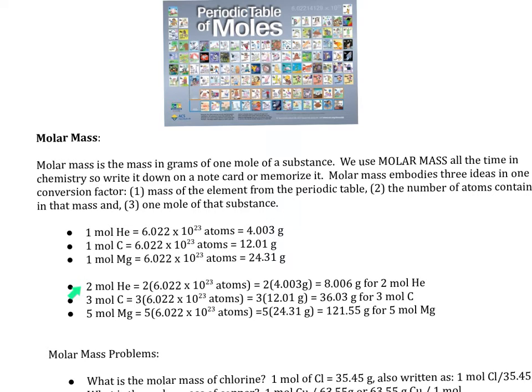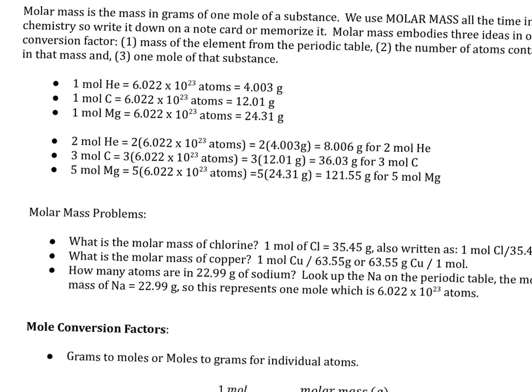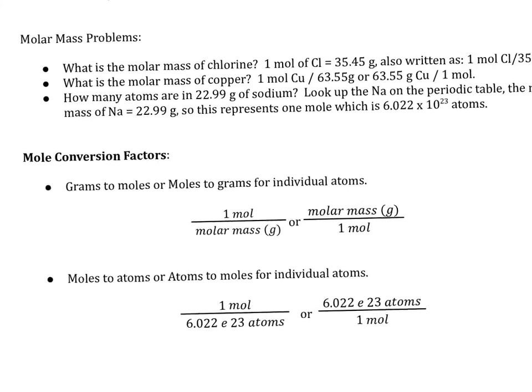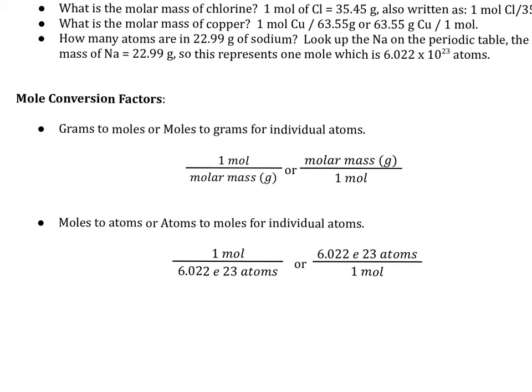So if you were to have 2 moles of helium, you would just multiply Avogadro's number by 2, and you would multiply the mass by 2. If you had 3 moles of carbon, you would multiply Avogadro's number by 3 and the mass by 3, and so on. So we're going to do some molar mass problems. Actually, I'm going to just skip to mole conversion factors.